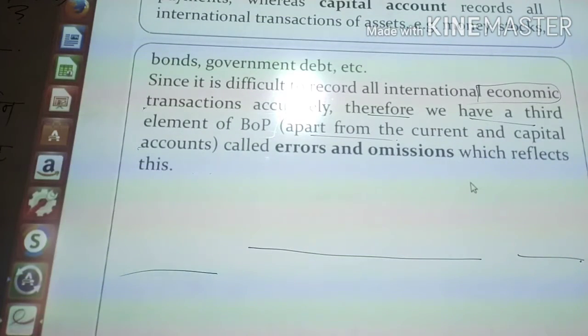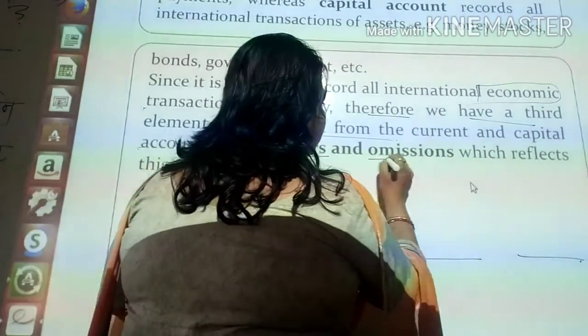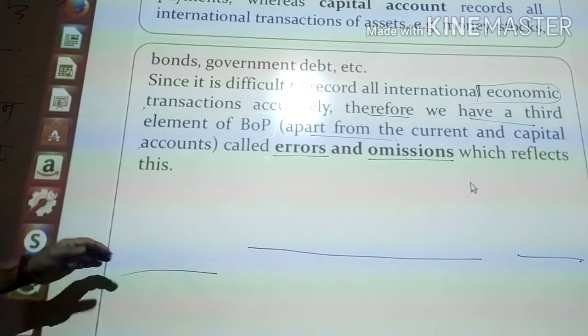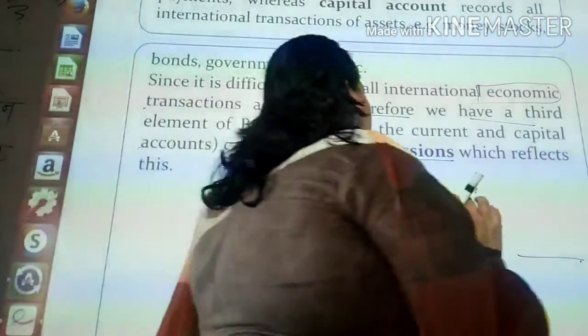And since it is difficult to record all international economic transactions accurately, we have a third element of BOP, apart from the current and capital account. It is called errors and omissions. What is the error and what is omission? Already you had seen in the accounts, like no bill of exchange. So that word is familiar for you people. Clear? So errors and omissions.